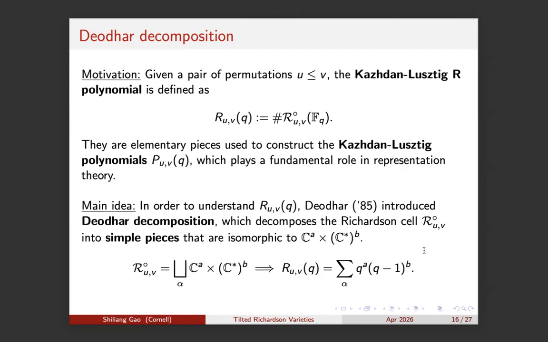So to understand these R-polynomials, Deodhar introduced a decomposition of the open Richardson variety into pieces that are isomorphic to C to the A cross C star to the B. And so we can then express this finite field point count as a summation over all these pieces, q to the A times q minus 1 to the B.